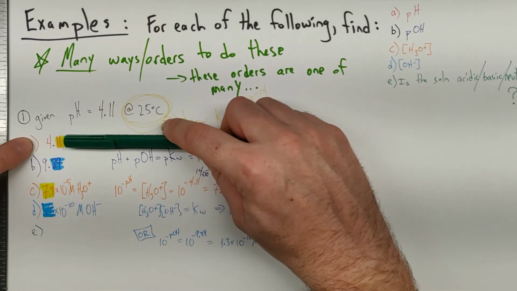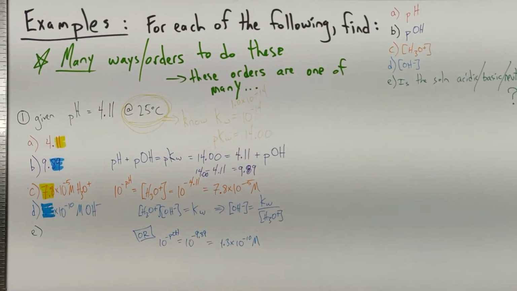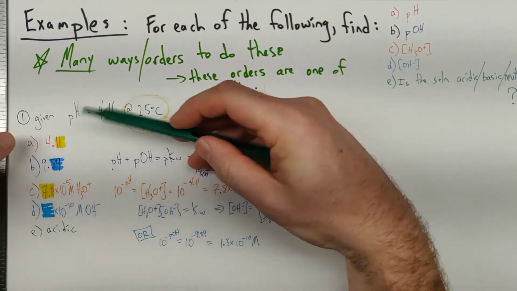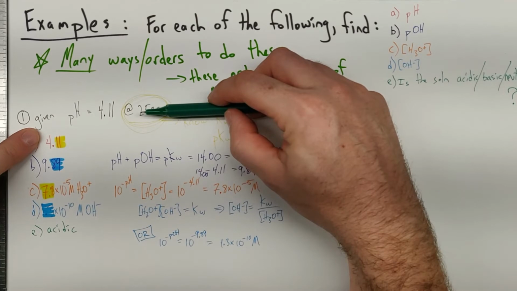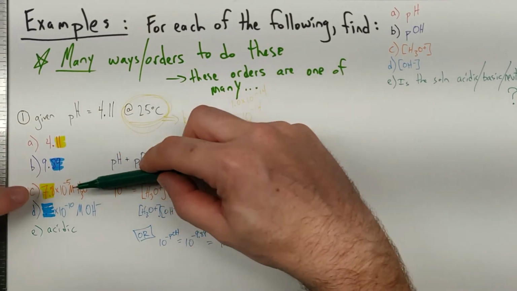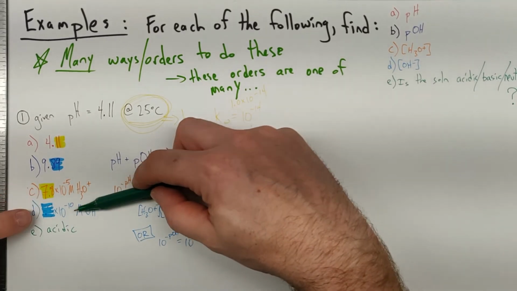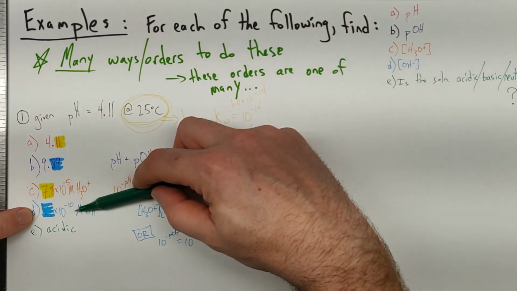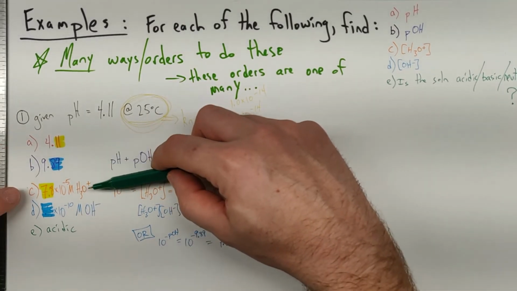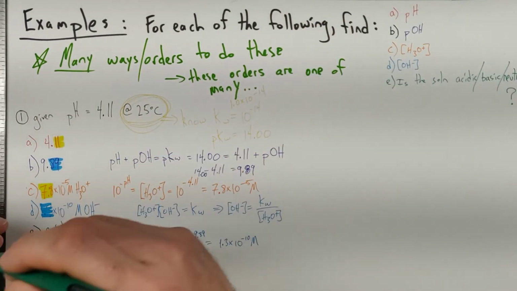pH lower than 7 at 25 degrees Celsius, this is acidic. This is lower than 7 at 25 degrees Celsius. This is greater than 7 at 25 degrees Celsius. This is greater than 10 to the minus 7th at 25 degrees Celsius. This is less than 10 to the minus 7th at 25 degrees Celsius. This number is less than this number, or you could say this number is bigger than this number. Those are all ways that you could know this is acidic.